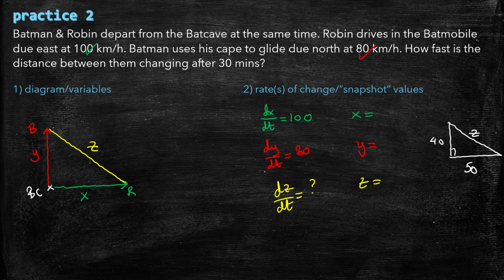So we can just do the Pythagorean theorem. So 40 squared plus 50 squared equals z squared. And if you solve that all out, z is going to come out to a radical, but it's approximately 64. So at that moment in time, 30 minutes into the trip, x is 50, y is 40, and z is approximately 64, and we'll bring this information onto the next slide.